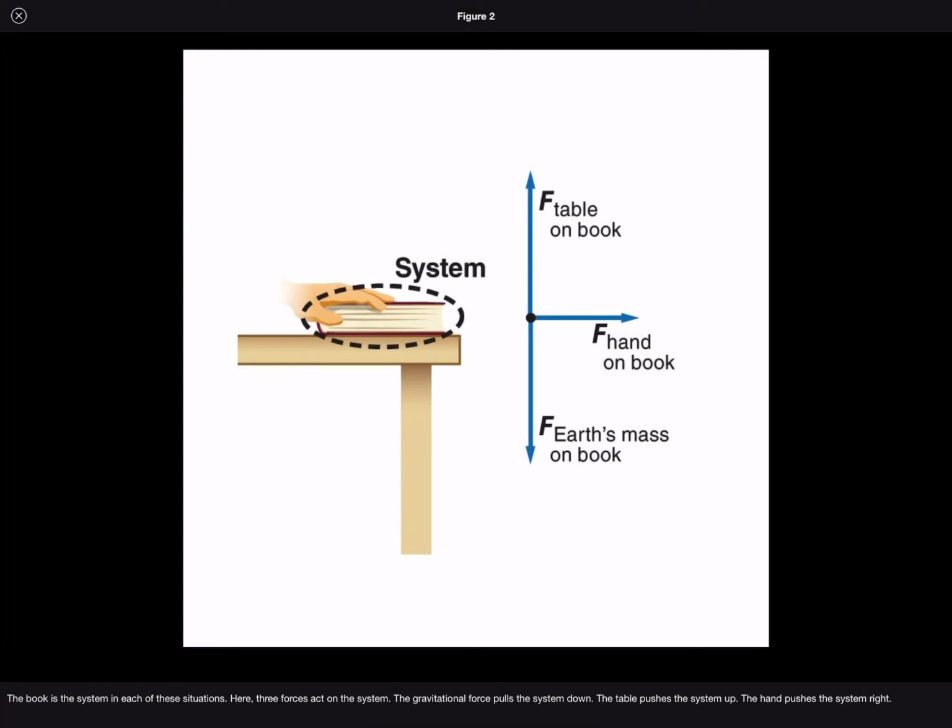There's another type of force. There's the mass of the earth pulling down on the book. That's the force of gravity. That's known as a field force. That's a force between two objects that are not necessarily touching each other. There will be other types of field forces we'll talk about in the second semester with electrical and magnetic forces. But for now, the main field force we'll deal with is the force of gravity.